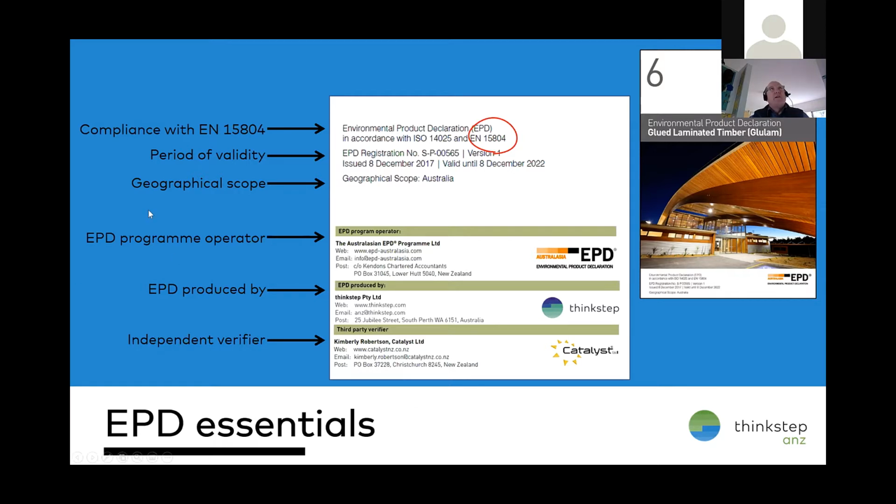Geographic scope, date, etc. The program operator here, a reputable program operator here. We've produced this one in particular. They've been independently verified. So this is what we do as ThinkStep. This is our bread and butter. You can develop them yourself. Other companies have done this internally, but they all do need to be independently verified.